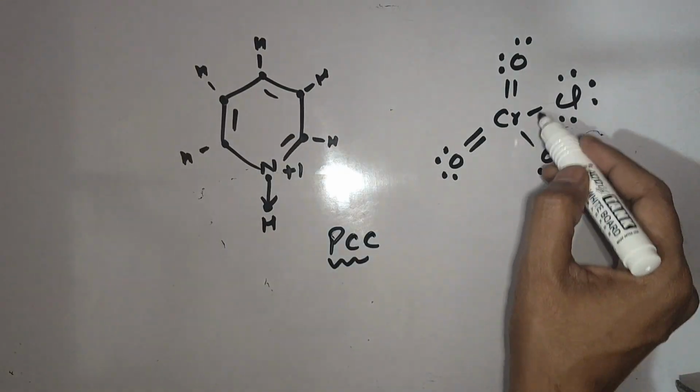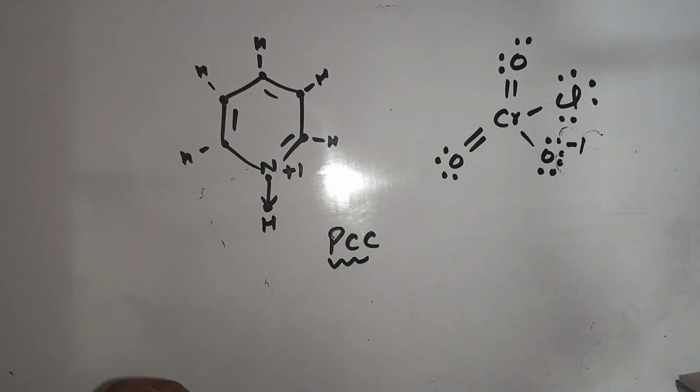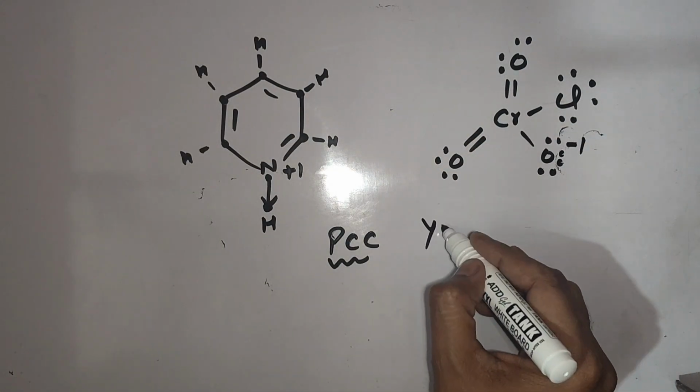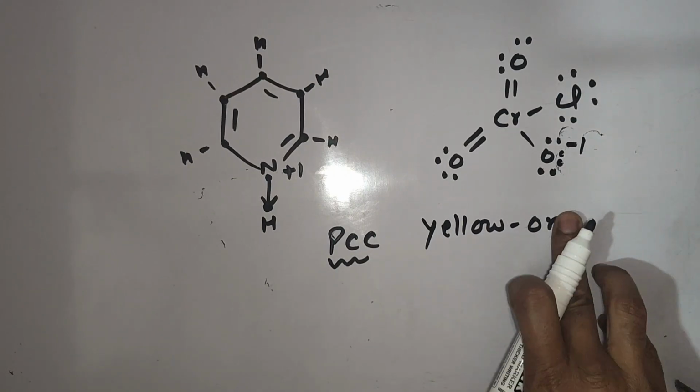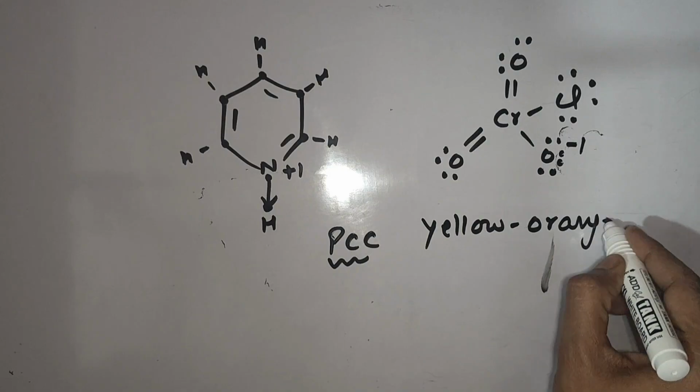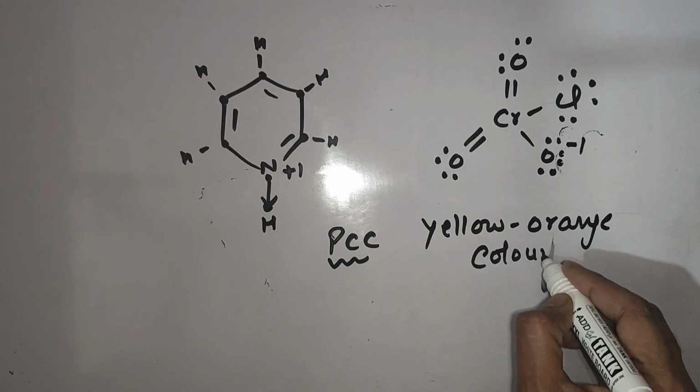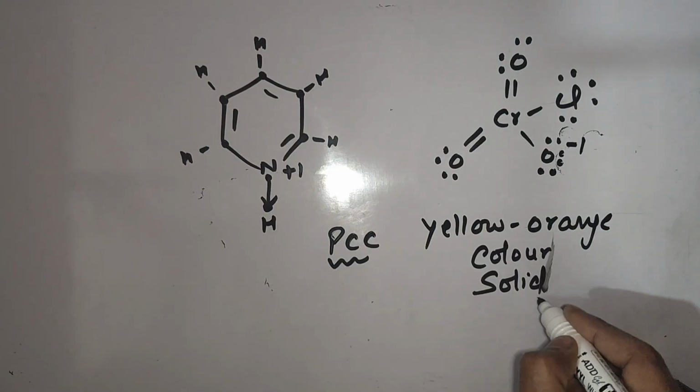Pyridinium chlorochromate. It will be a yellow orange color solid compound powder.